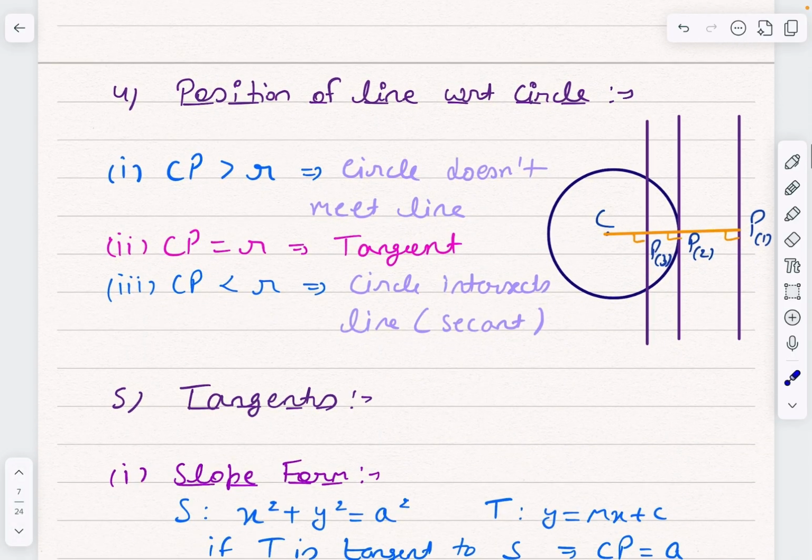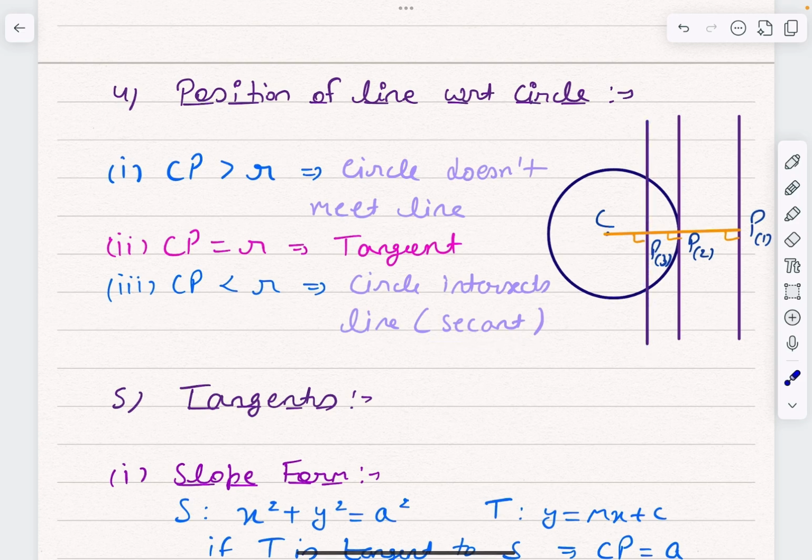Next, guys, the position of a line with respect to a circle. Now a line could be outside the circle like this, or touching the circle. In that case, we call it a tangent. A line touching the circle at one point, we'll call it a tangent. Or it could be a chord to the circle, or you can say a secant. A line which cuts the circle at 2 points will be called a secant to the circle.